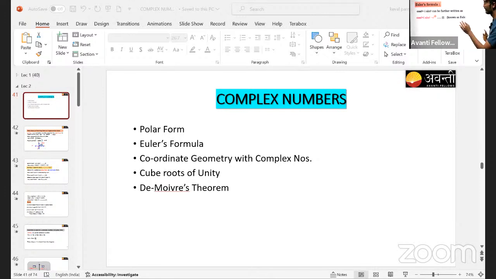So here you can see Euler's formula. Now some deductions, some standard results which will help in solving the problems faster. So let's see.